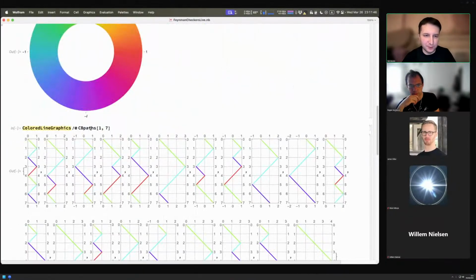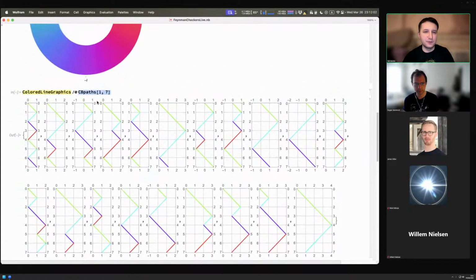For example, if you want to enumerate all the paths instead of generating a random one with some probability of bouncing, you can actually enumerate all of them. For example, I want to enumerate all the paths that either end at the position x equals 1 and t equals 7.